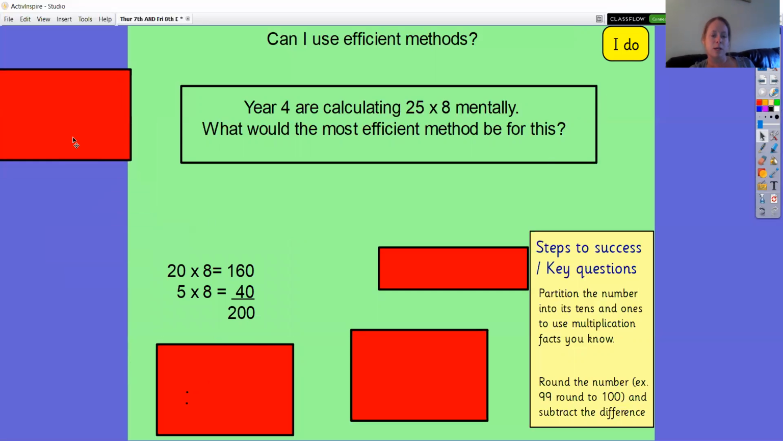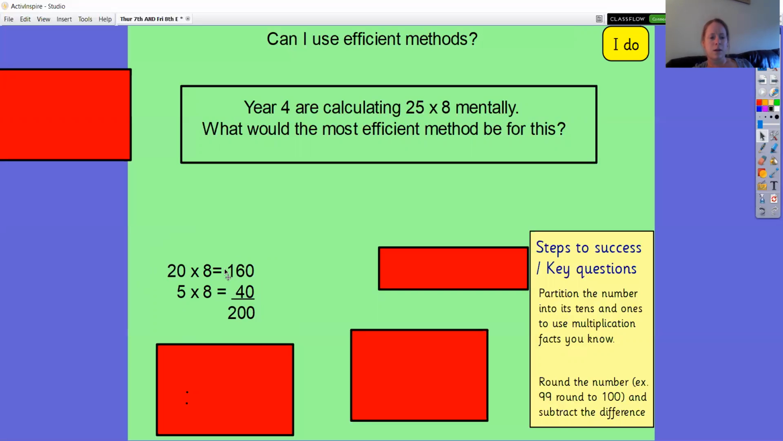So the first way that we could do it is something like this. So we could do 20 times 8 is 160, and then 5 times 8 is 40. That's called partitioning. So basically we've chopped the 25, there's a 20 and there's a 5, up into more manageable chunks, and then we have just added the answers together. You could even do 10 times 8, 10 times 8, and then 5 times 8 if you wanted to, because 10 and 5 would make 25.